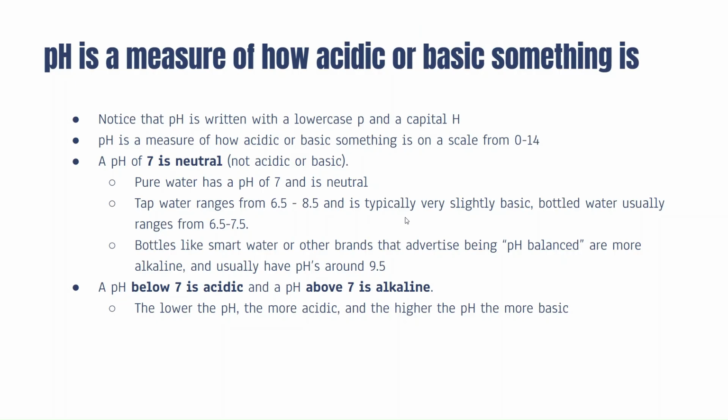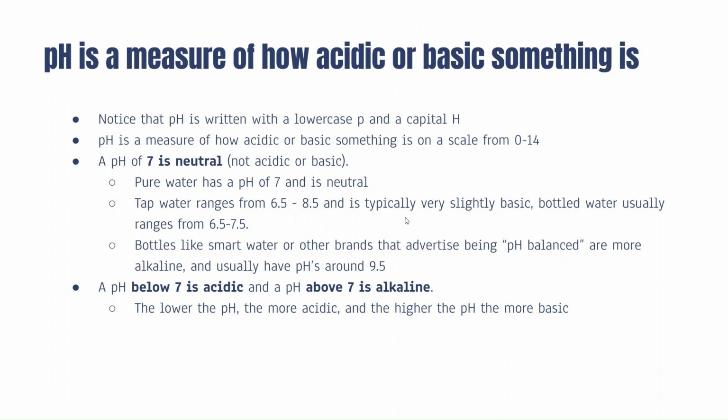And then there are bottles like Smart Water or other brands that advertise being pH balanced. Basically those are just water that's a little bit basic, or a little bit alkaline, we could say. They usually have a pH of around 9.5, and we'll look more at Smart Water as one of our examples in the lab that we do.